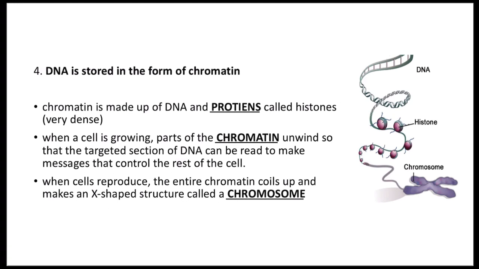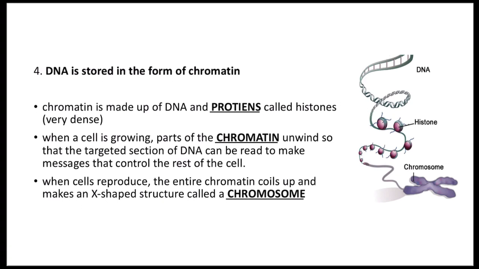When a cell is growing, part of the chromatin will unwind so that the targeted section of DNA can be read to make messages that control the rest of the cell. So little sections of DNA that are important unwind from this histone protein so that the code can be accessed. But the rest of the DNA that isn't needed at that time remains wound up, and this is to avoid taking up unnecessary space within the cell.